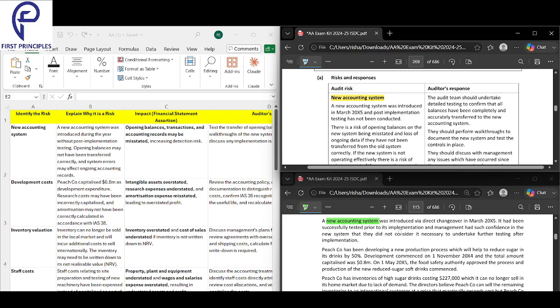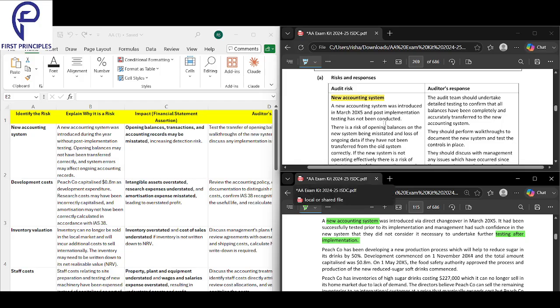They tested it before they implemented, and they had such confidence in the new system that after implementation they did not test. Before implementing it, they tested. After implementing, they didn't test. That is the risk. They should have tested it after implementation also.